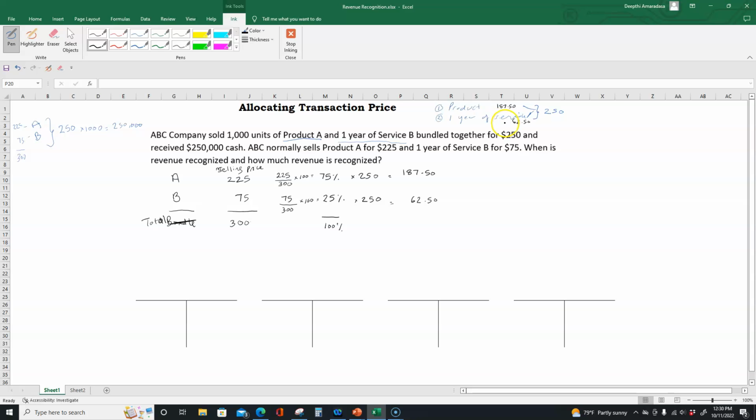Now we can recognize revenue and record it. Again, these were for individual units. We know that we sold 1,000 of these units, so let's multiply this by 1,000 and we get the total amount for product A was $187,500 and the total amount for service B was $62,500. If you add these two numbers together, you should get $250,000, which was the total amount we received in cash.